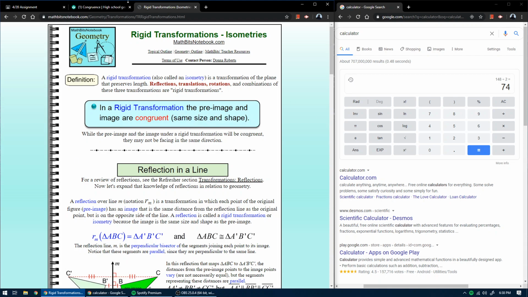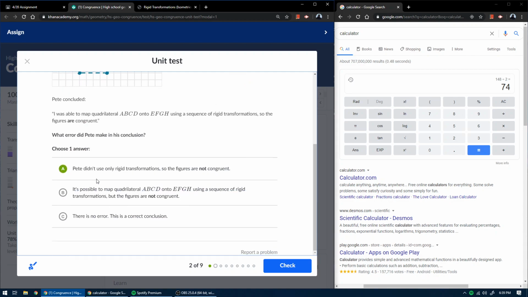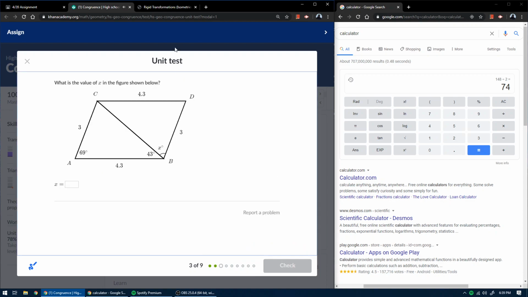So if we look at this, did he only use rigid transformations? This is rigid, right? What about dilation? Well, no, that's not rigid because it changes the size. So if it's not rigid, then it must be A. He didn't only use rigid transformations, so they're not congruent. The other two, the answer is A here, right? Because dilation is not a rigid transformation. You can just look it up if you're not sure.